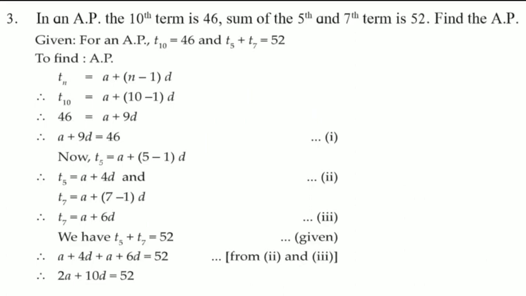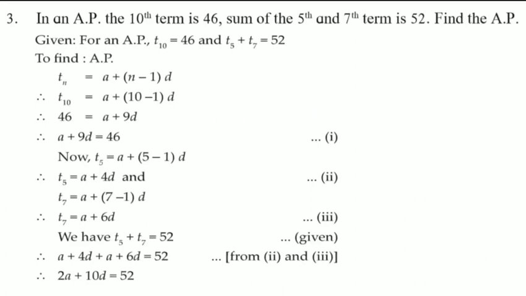But see what is provided to us. T5 plus T7 is equal to 52. So write down, we have T5 plus T7 is equal to 52. Given. Write down the reason also. This is the given information. So replace T5 by A plus 4D and T7 by A plus 6D. So what we got here? A plus 4D plus A plus 6D is equal to 52. From 2 and 3, we use the second and third equation here.